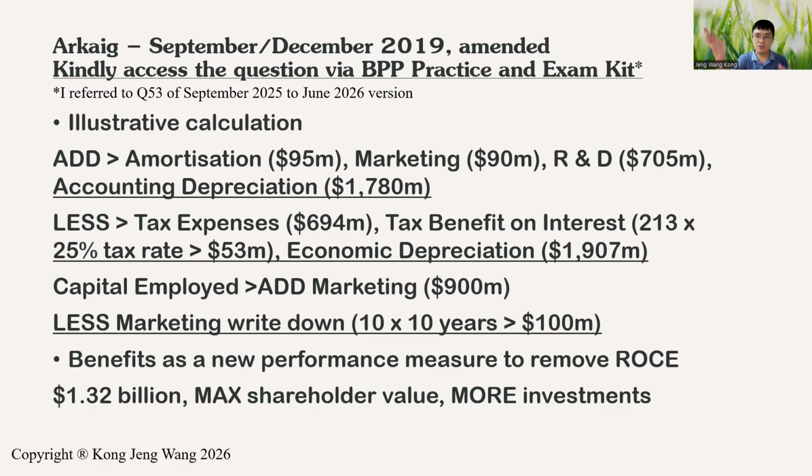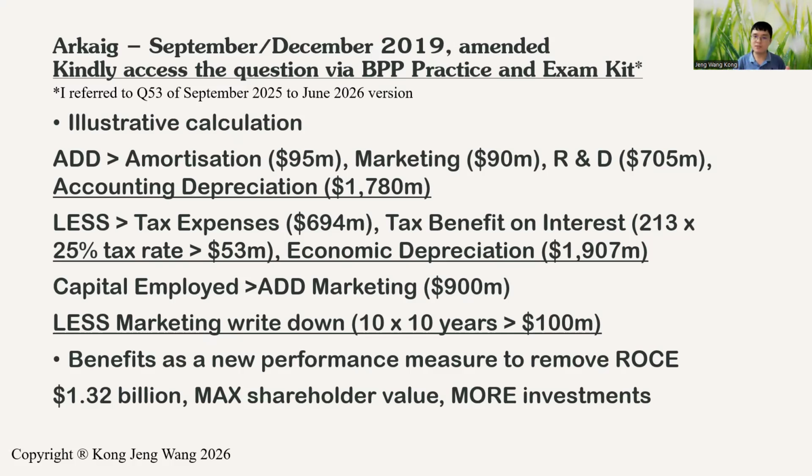All these figures are in the scenario, so you need to pick out the figures and then do the adjustment. Less tax expenses: in the question it is stated 694 million. Then we have another thing to take note of: the tax benefit of interest. Inside the question, the interest expense is 213. You multiply by the 25% tax rate so that you get 53 million to be deducted from the operating profit. And then you need to deduct economic depreciation. This one is provided in the question: 1907.